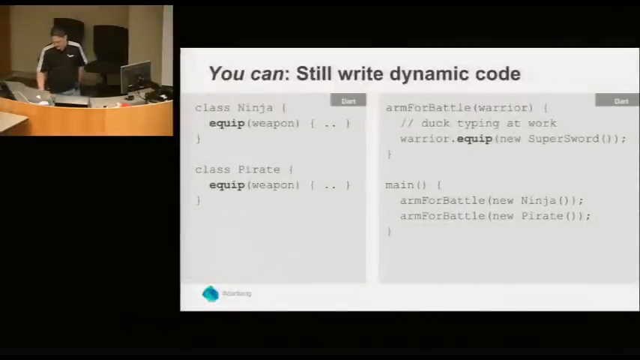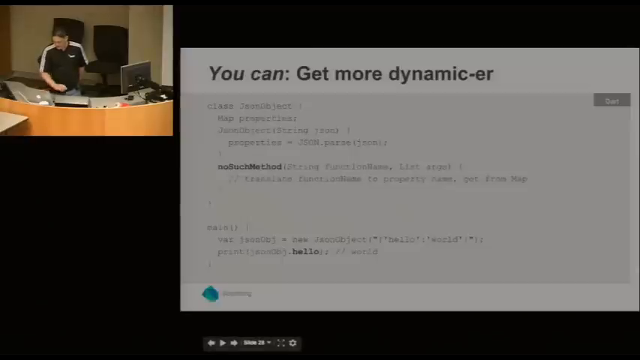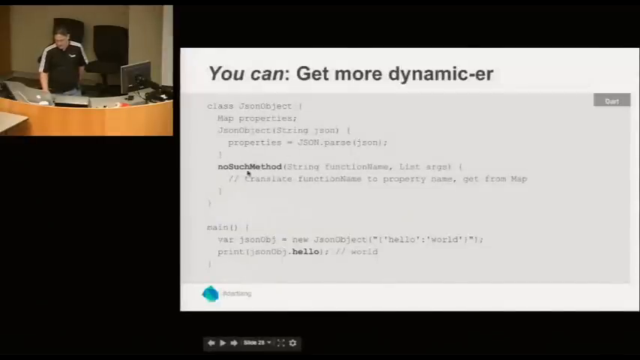We talked about monkey typing, and then we also have noSuchMethod support. So if you try to call a method and that doesn't exist, and you have a noSuchMethod, it gets called instead, and then you could do all kinds of magic.